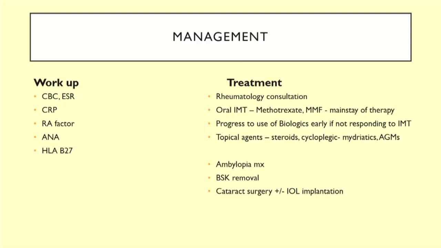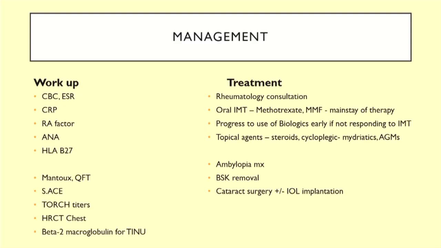Another important thing to keep in mind here is amblyopia management, because if it's unilateral, they will develop amblyopia. Then surgical treatments in the form of either BSK removal or cataract surgery with or without IOL implantation can be planned once the inflammation is under control. So just to complete, you may also require other investigations in pediatric anterior uveitis if it is not fitting into the bracket of JIA uveitis.